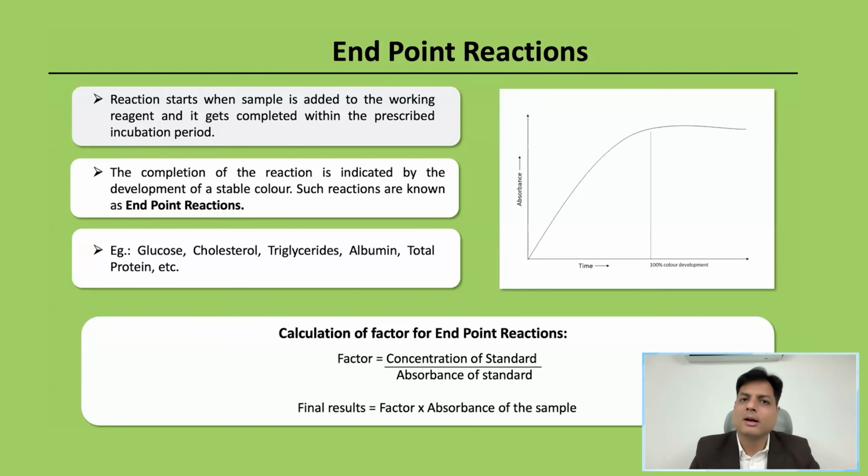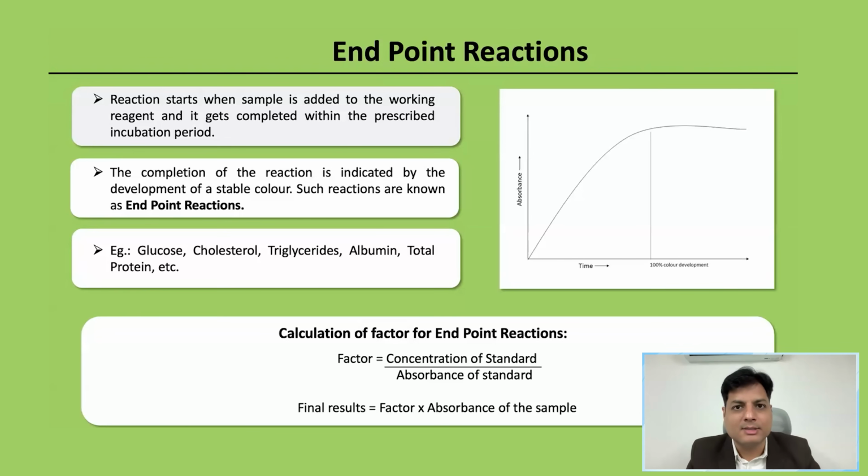Let's take an example. We want to estimate how much glucose is present in the serum. Now we have to allow the reaction to first get completed. In the test tube, there is a reagent in which there are certain enzymes. And then we add the patient sample into the same test tube. When we add the patient sample, this is the point where the reaction starts taking place.